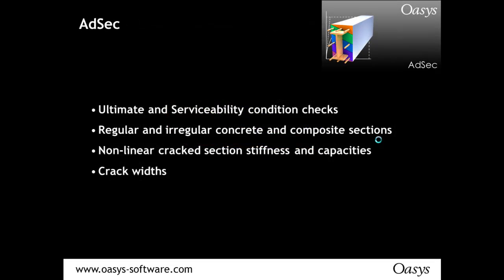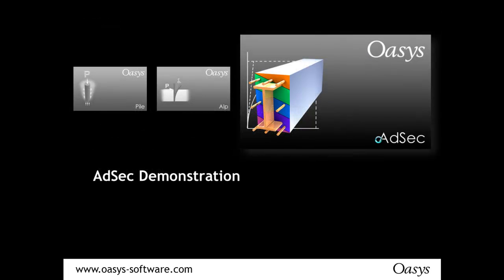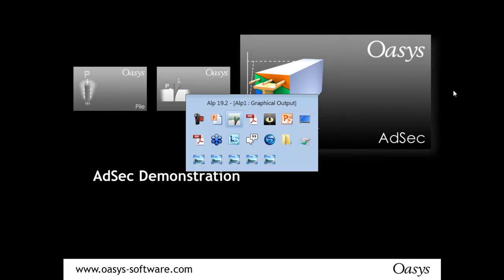So as you can see, there are a number of options available from AdSec in terms of pile design, giving you crack widths, nonlinear cracked sections, stiffnesses and capacities, regular and irregular concrete and composite sections, and ultimate and serviceability condition checks. So I'm just going to set up a quick problem in AdSec.